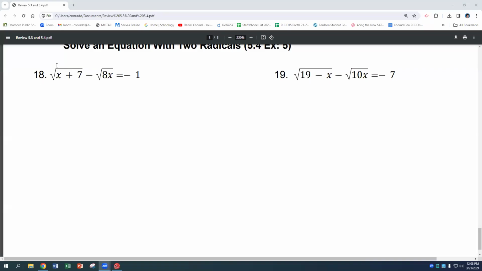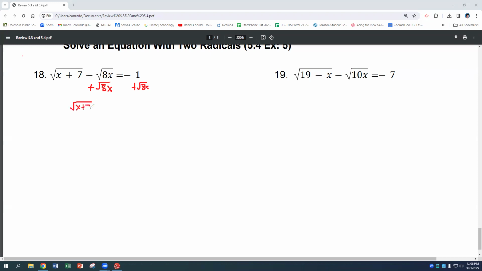All right, and the last two questions here, solve an equation with two radicals. So step one, we want to get one of the radicals by itself. We want to isolate one of the radicals. So I'm going to isolate square root of x plus 7. So to isolate it, I'm going to move square root of 8x to the other side. So I'm going to add square root of 8x to both sides.